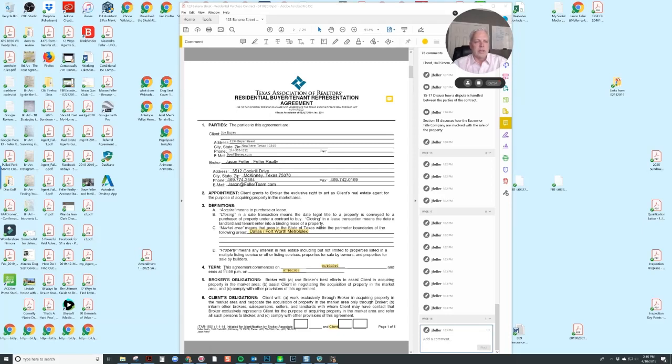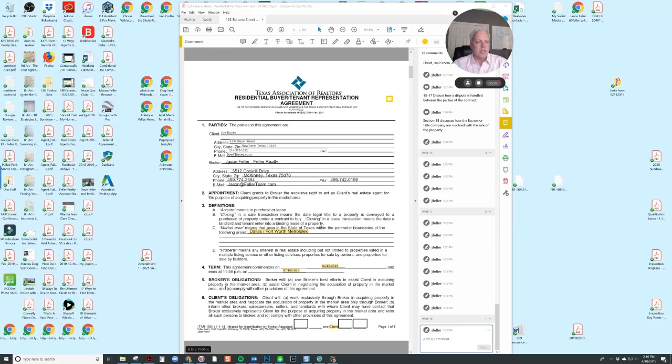The term is, how long do you want this agreement to be in place? I've seen agreements as short as a day. I've seen agreements isolated to one property showing, and then I've seen agreements that are a year long. So it just really depends on what each one of you feel comfortable agreeing to. Typically, I like to do 90 days and then extend from there if needed. And of course, that just shows the terms, when it starts and when it ends.